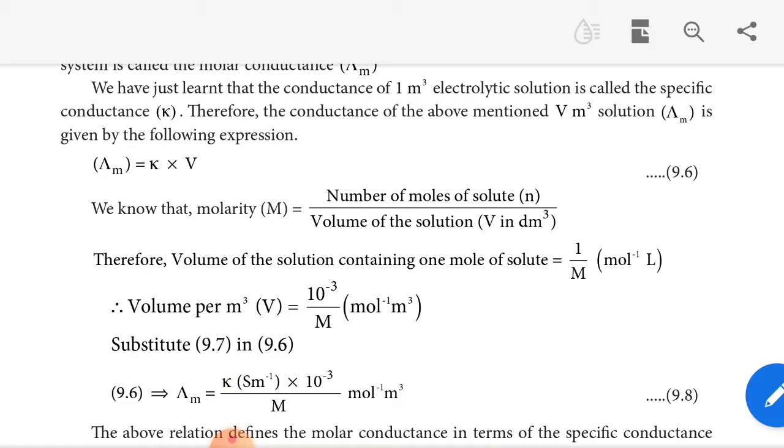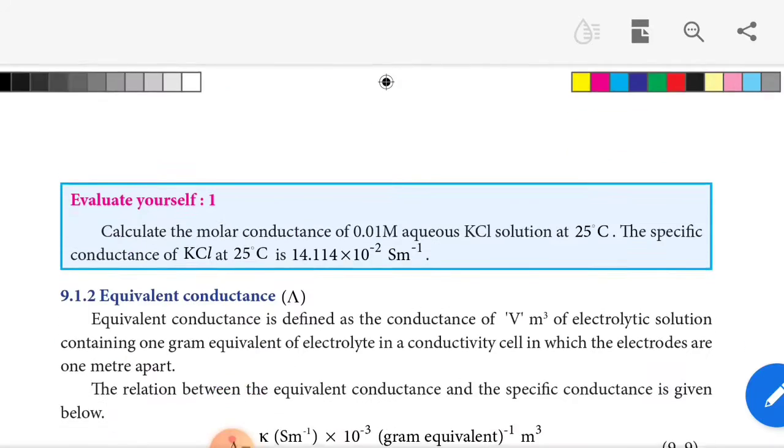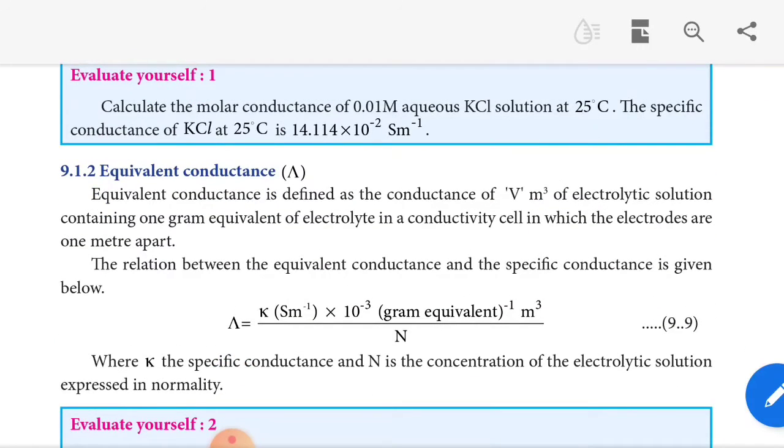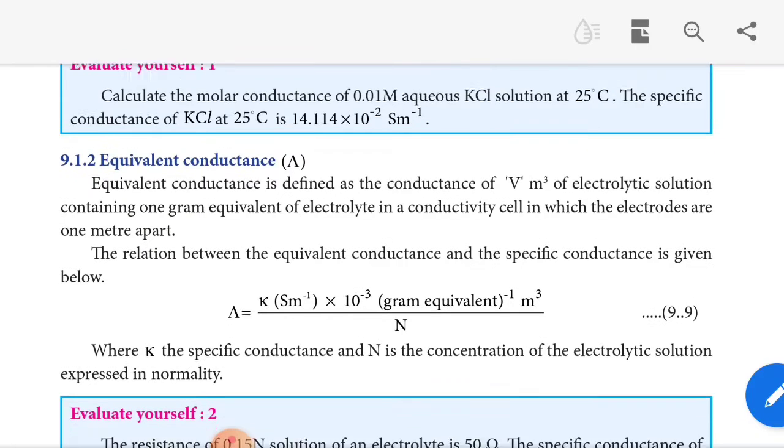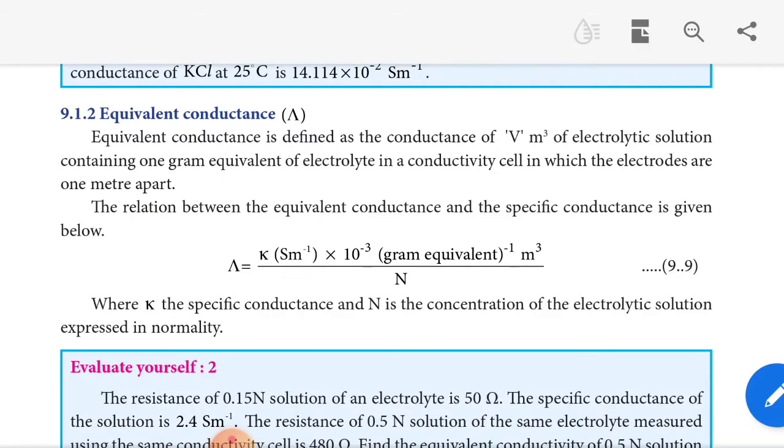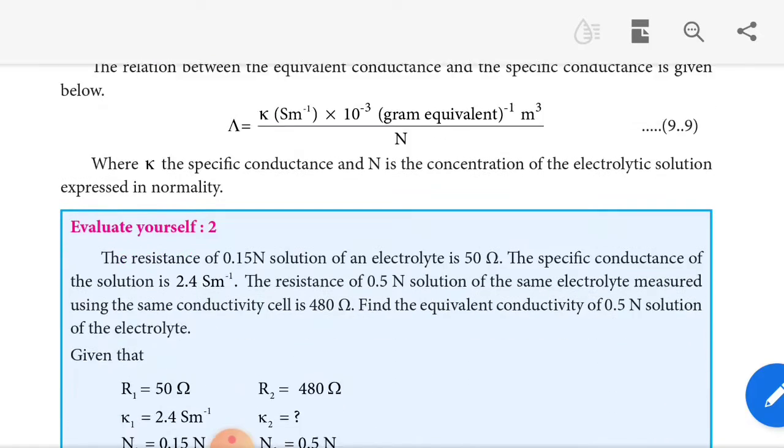Okay. The next one, equivalent conductance. Define equivalent conductance: it is the conductance of the volume V of electrolyte solution containing 1 gram equivalent of electrolyte in a conductivity cell whose electrodes are 1 meter apart. The formula is kappa into 10 power minus 3 gram equivalent per meter cube into N. Here kappa represents the specific conductance, and N is the concentration of the electrolytic solution expressed in normality.